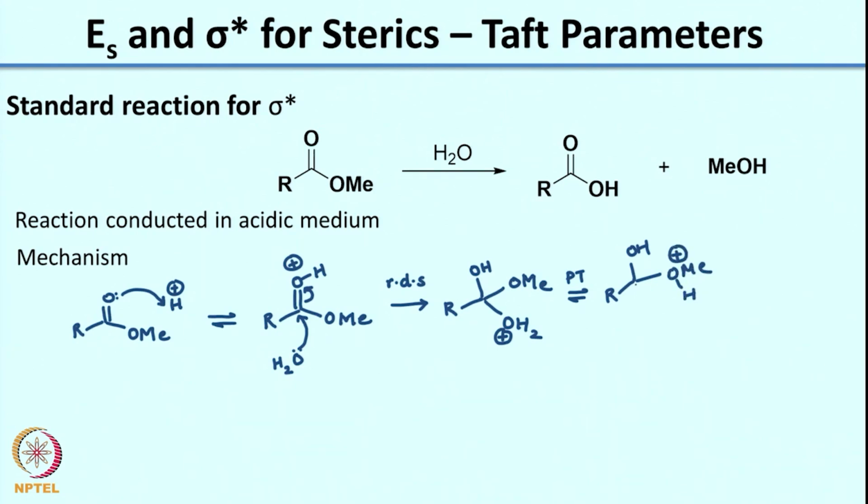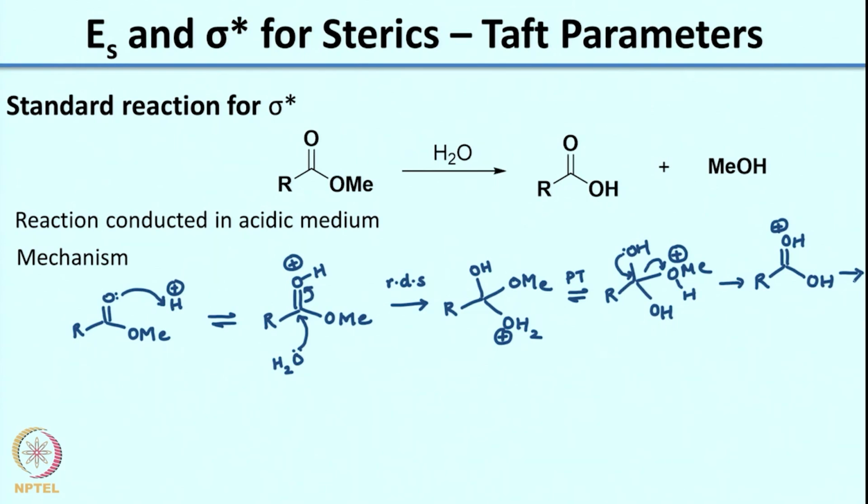Now, you are converting this into a good leaving group. So, once this proton transfer is done, you will have this coming in to give you the protonated product, which would then deprotonate to give you the desired product. So, this would be the mechanism for the ester hydrolysis under acidic medium or under acidic conditions.